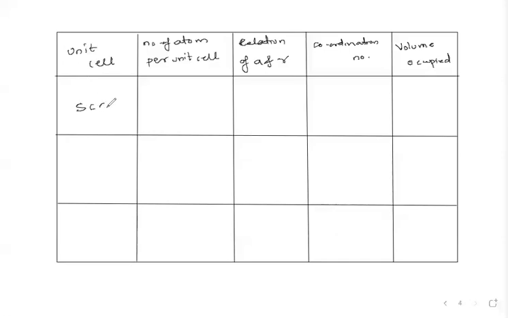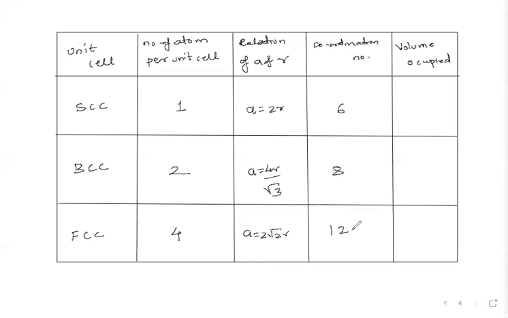So we have seen simple cubic unit cell, body centered cubic unit cell, face centered cubic unit cell. Number of atoms for simple cubic cell is 1, body center 2, and face center 4. Relation of edge length A and R: for simple cubic A is equal to 2R, for body centered A is equal to 4R by root 3, for face centered A is equal to 2 root 2 R. Coordination number for the simple cubic cell is 6, body center 8, and face center 12.